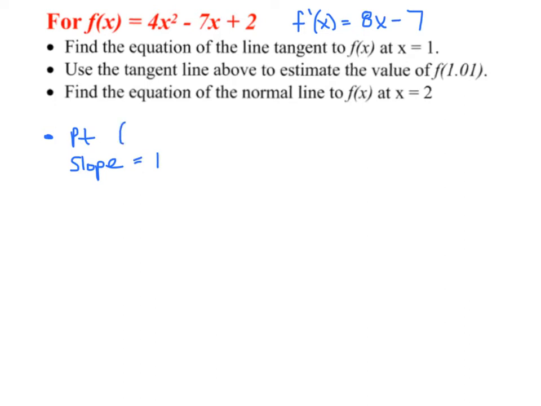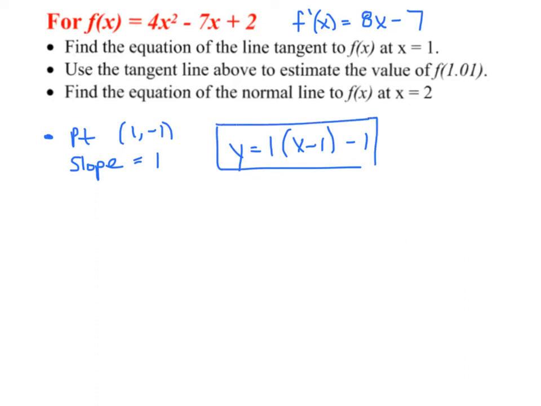The point, well, I know x is 1. To get the y value, I simply plug that into the original function, f of 1. So 4 minus 7 is negative 3, plus 2 is negative 1. So my tangent line is slope times x minus the x-coordinate, plus the y-coordinate. There is my tangent line.